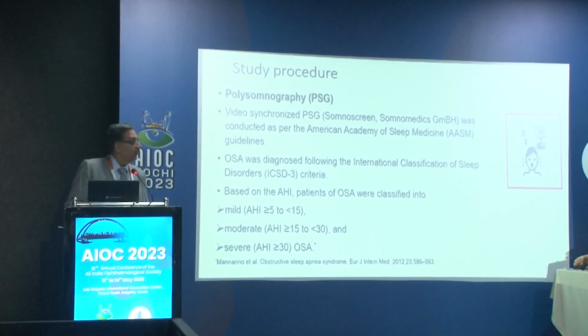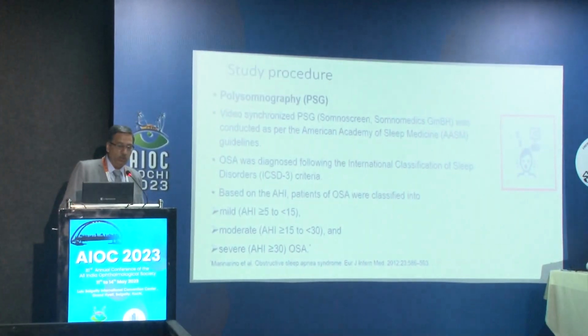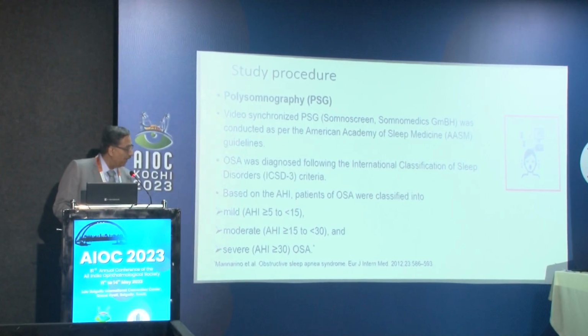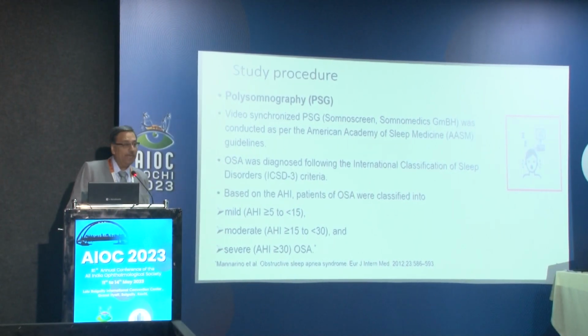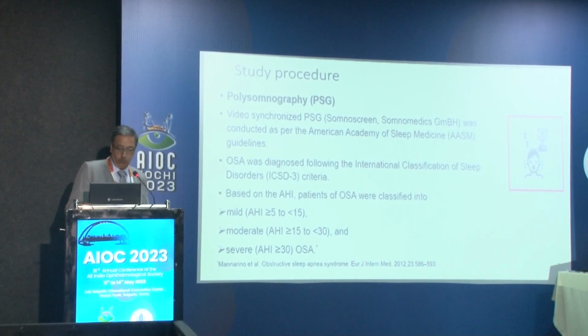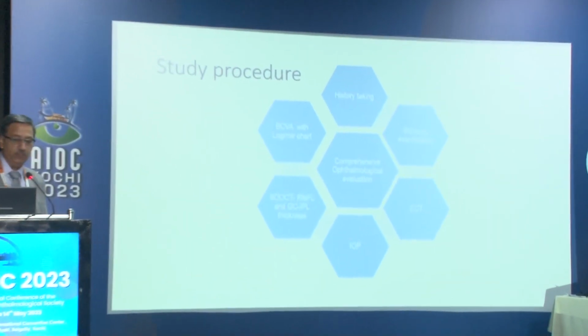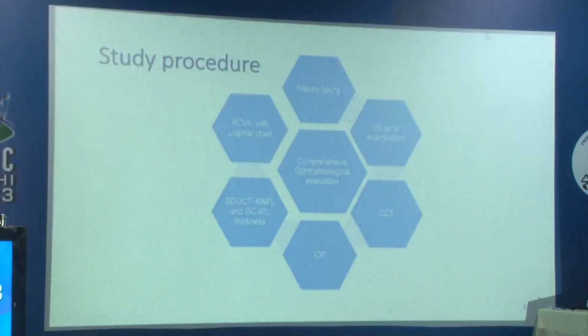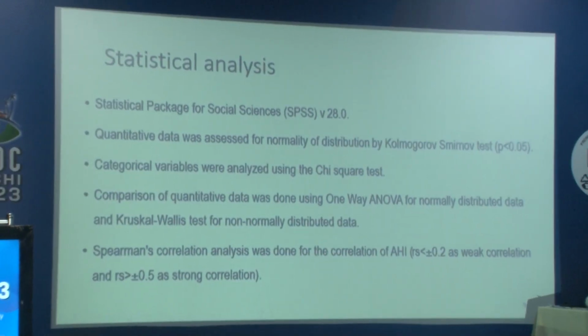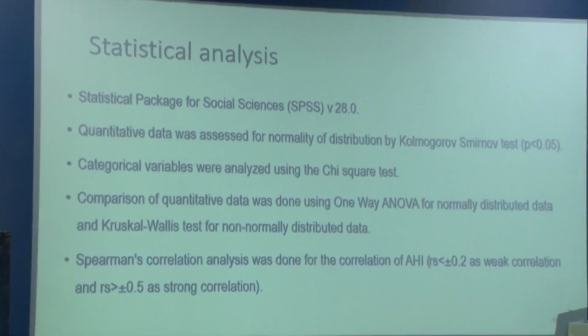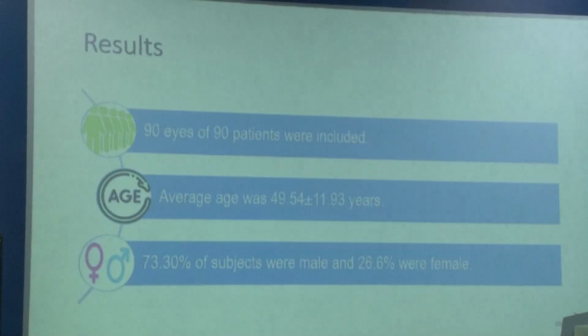Now, video synchronized polysomnography was conducted as per the American Academy guidelines, and based on the AHI, the patients of OSA were classified into mild, moderate, and severe groups. A comprehensive ophthalmological evaluation was performed in all the patients, and analysis was done by the SPSS version 28 software.